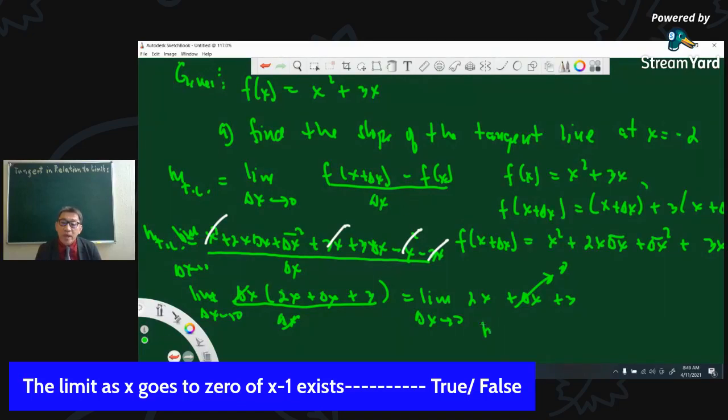Now you have the slope: m tangent line is equal to 2x plus 3. At what point? At x equal to negative 2. So the slope is equal to 2 times negative 2 plus 3, which is negative 1. And that is the slope at that point.